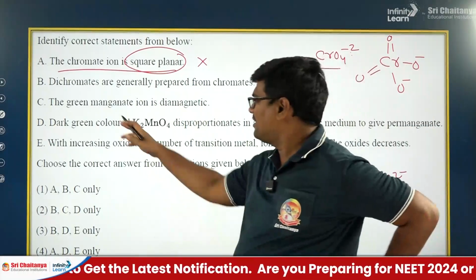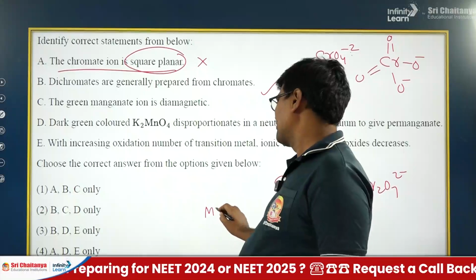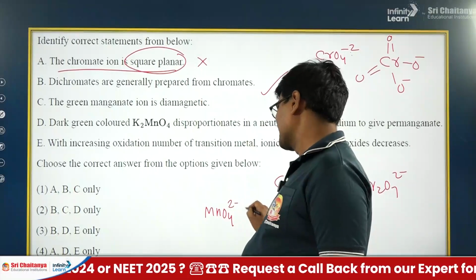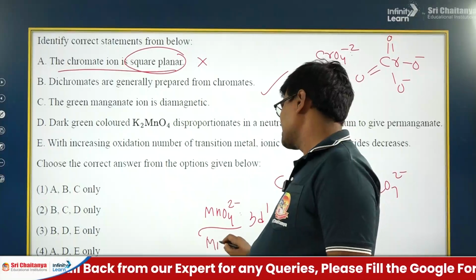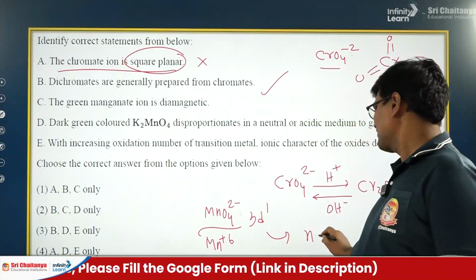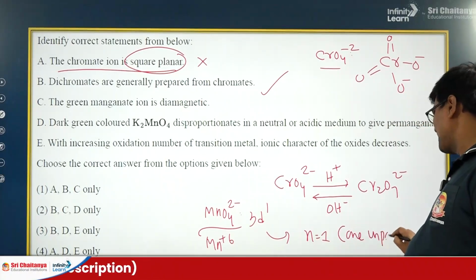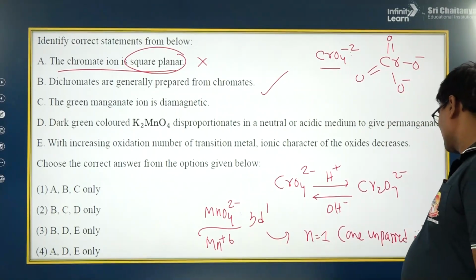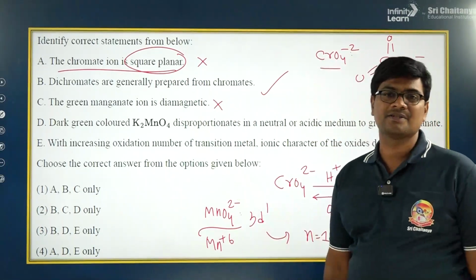Next, the green manganate ion is diamagnetic. What is manganate ion? MnO4 2 minus. What is its configuration? 3d1. What is the manganese oxidation state? Plus 6. It has one unpaired electron. If one unpaired electron is there, how can it be a diamagnetic substance? It is a paramagnetic substance.